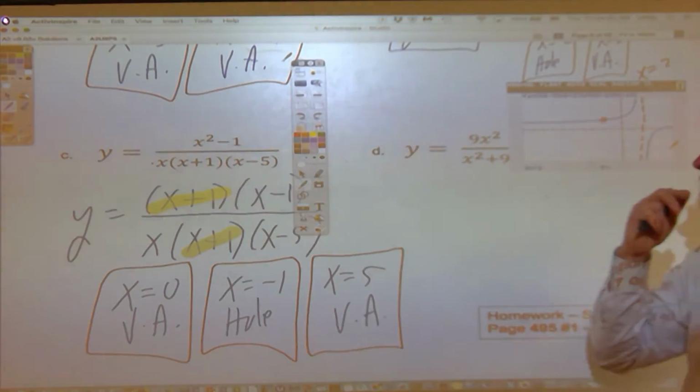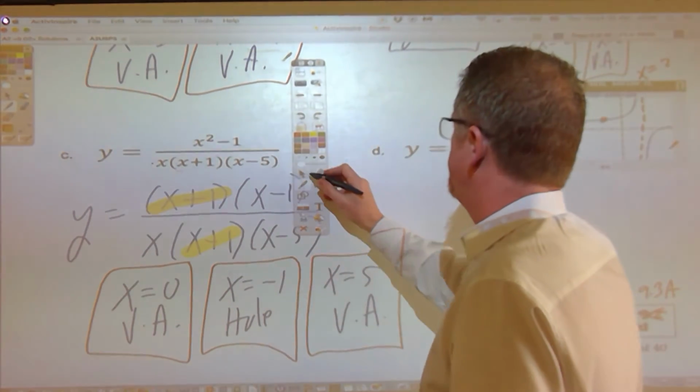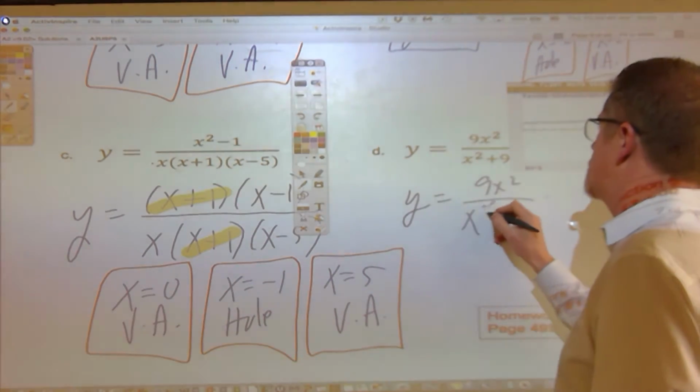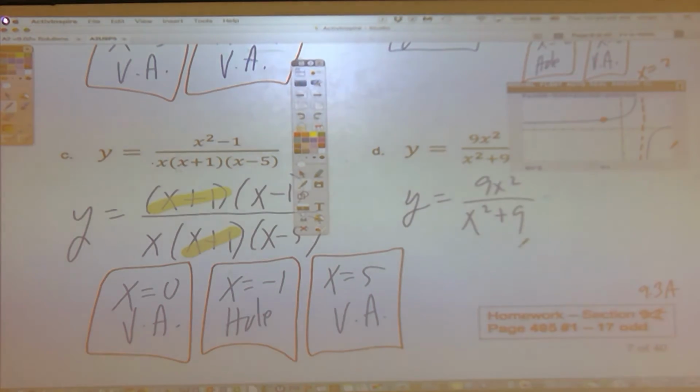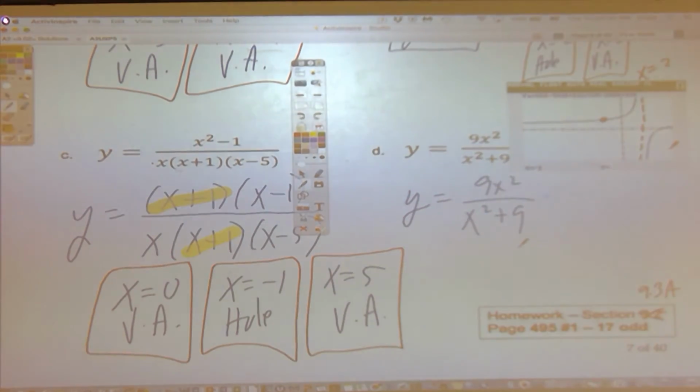Categorize each point of discontinuity as either a vertical asymptote or a hole, if there are any. I don't know if you think the x squareds cancel or not. They don't. The 9s also do not cancel. Can this thing be factored? What's the factorization of x squared plus 9? Does anyone remember what that is? What's the factored form of x squared plus 9?